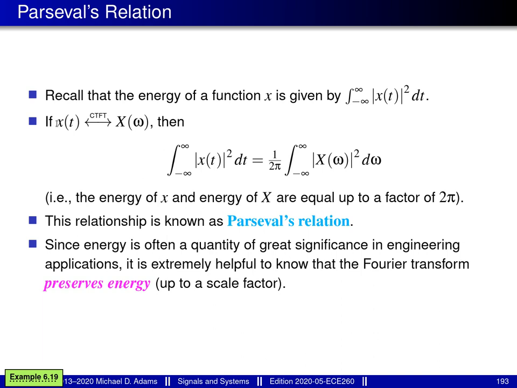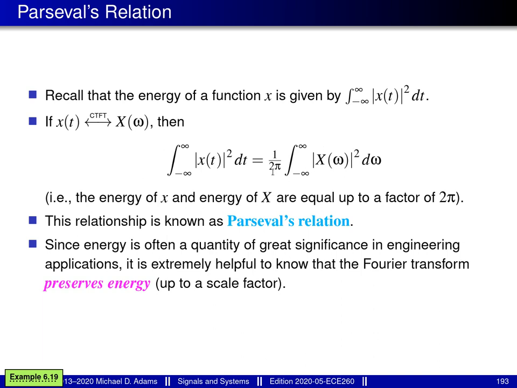If we have a function little x with the Fourier transform big X, then this particular relationship holds. And if we look at what this equation says in more detail, we have 2 integrals in this equation. The integral on the left-hand side is the amount of energy in the function little x. The integral on the right-hand side is the amount of energy in the function big X. So what this equation is saying is the amount of energy in the function little x is equal to the amount of energy in the function big X divided by 2 pi.